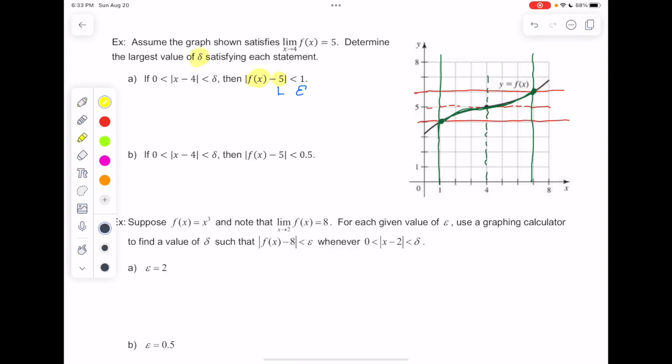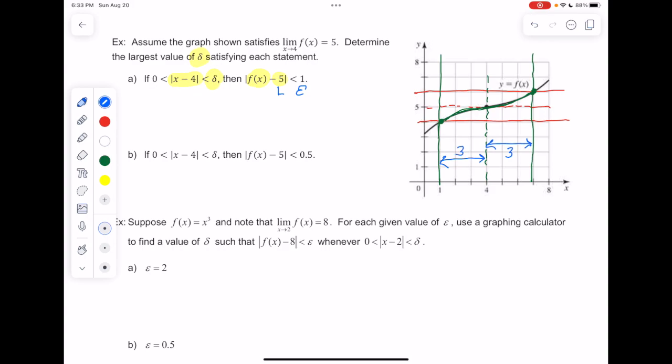So they wanted us to find the largest value of delta that will make that work. Well, delta, right here, is the distance between the x value and 4. So the distance between x value and 4 on the right is this distance, and on the left, it's this distance. So in this case, both of those distances are 3.